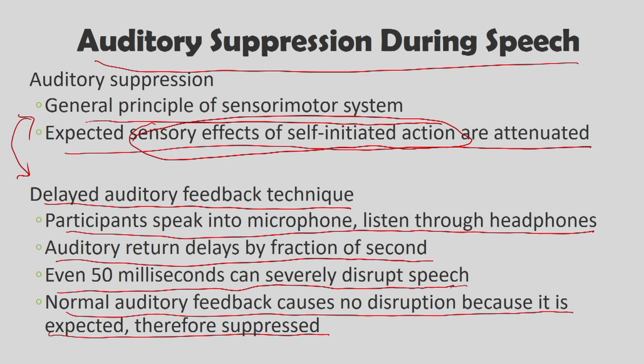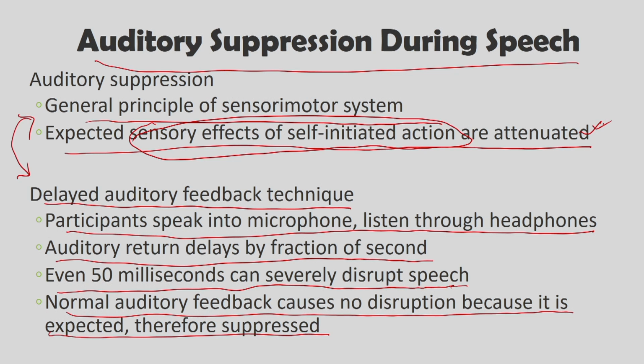Recent EEG and neuroimaging studies show that speech interference due to delayed auditory feedback is related to auditory suppression. So, a fraction of a second, or a 50 millisecond delay, added between your speaking and your hearing can interfere with your speech, and this has been shown by recent EEG and neuroimaging techniques. Auditory suppression is related to the general principle of the sensorimotor system, in which the expected sensory effects of a self-initiated action are attenuated, and that is what we were talking about.